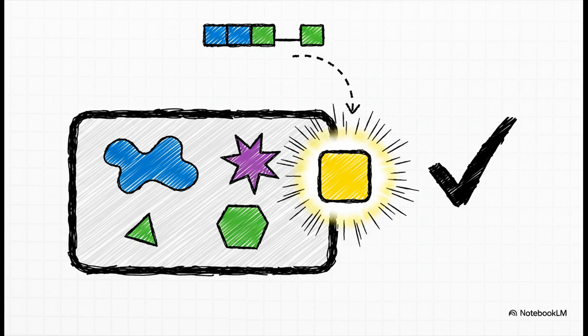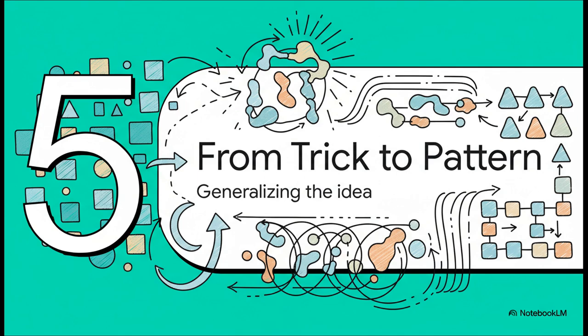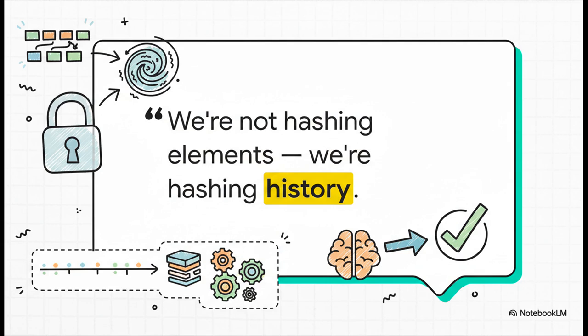We found our answer. But look, this is so much bigger than just this one little problem. What we've really uncovered here isn't just a trick. It's a versatile, powerful pattern that can be tweaked to solve a whole family of problems. The key realization here, the big idea, is that we weren't just storing plain old numbers in our set. We were storing a compressed version of our journey through the array. We were hashing our history. And by remembering the past state, we could make an instant decision about the present.